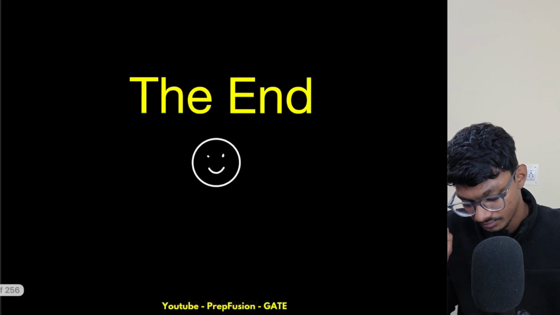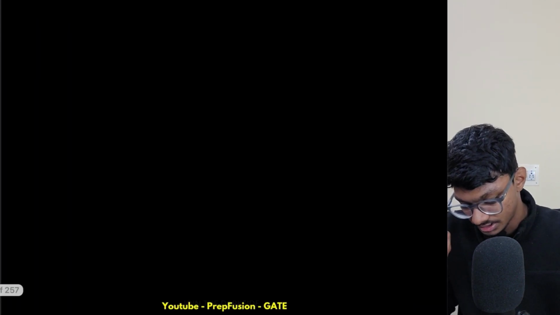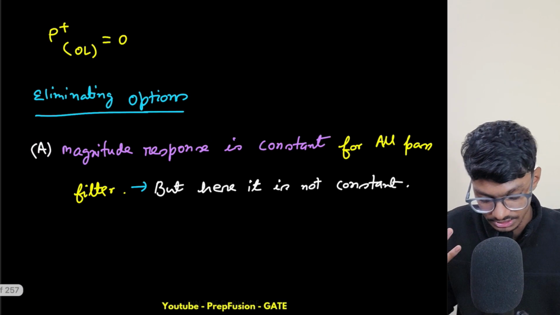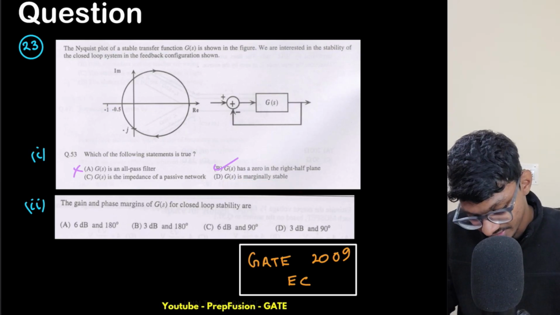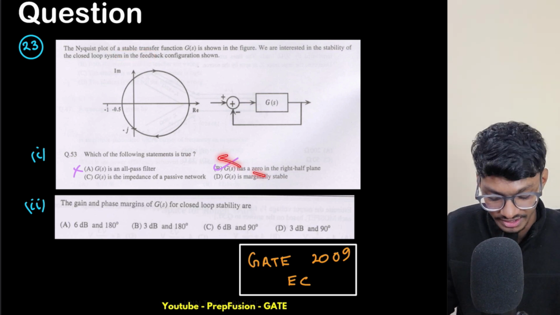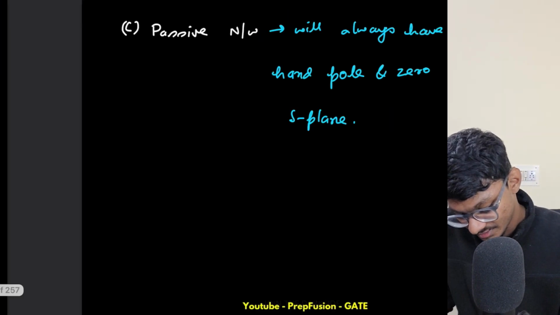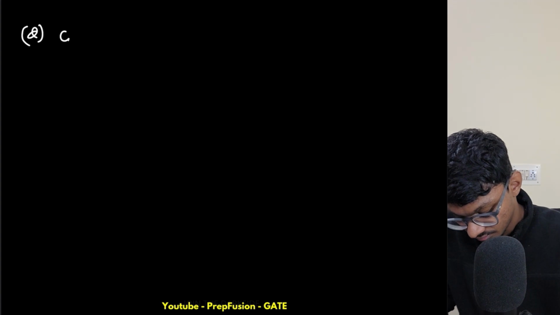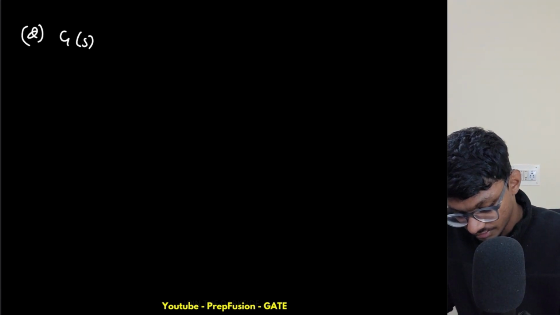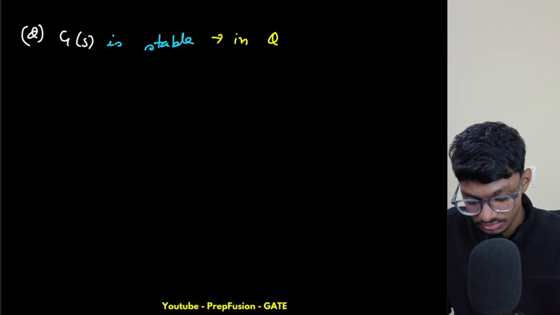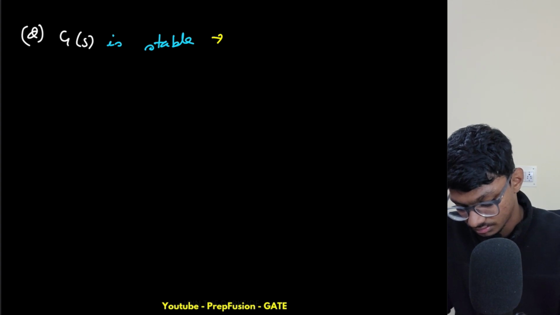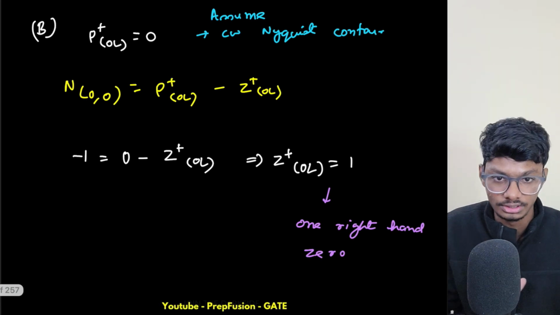And what about D? What is D telling us? D is telling that g of s is marginally stable. Obviously g of s is not marginally stable. G of s is stable. The question has given a stable transformation. How can g of s be marginally stable? So g of s is stable. In the question itself it is given, right? Okay, so that's how you eliminate the other options.